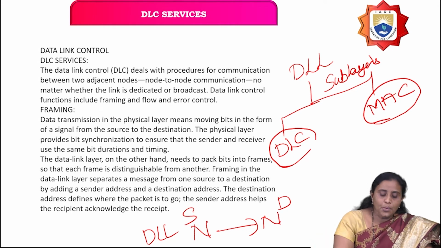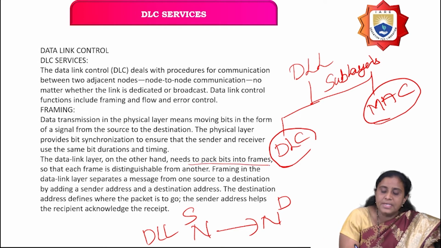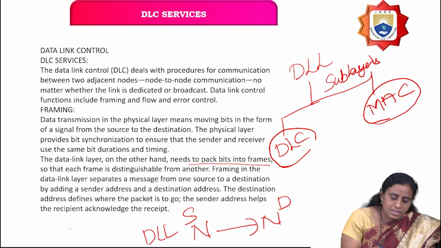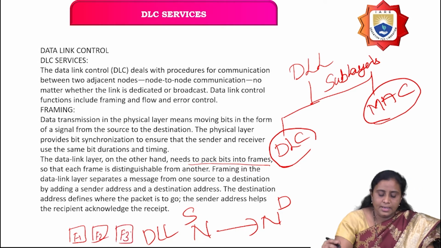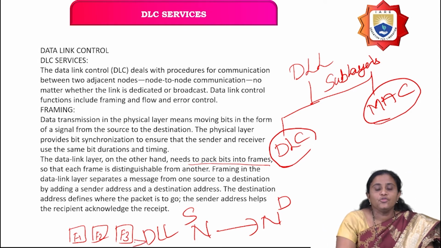The second point is that the data link layer, on the other hand, needs to pack bits into frames. Frames means frame 1, frame 2, frame 3, like that. And why is it split? These frames are meant for the easiest way of communication or passing the message from one source host to the destination host.